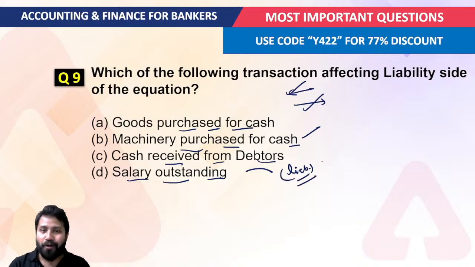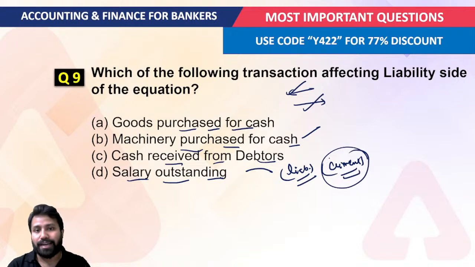So salary outstanding and rent outstanding are always considered a current liability for the company. The company has to pay it as soon as possible. So this should be the correct answer for this question.